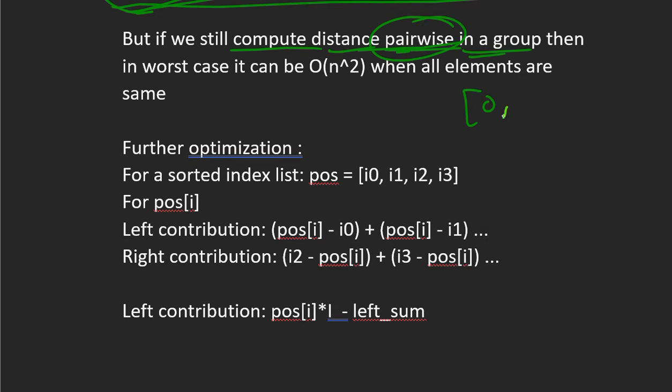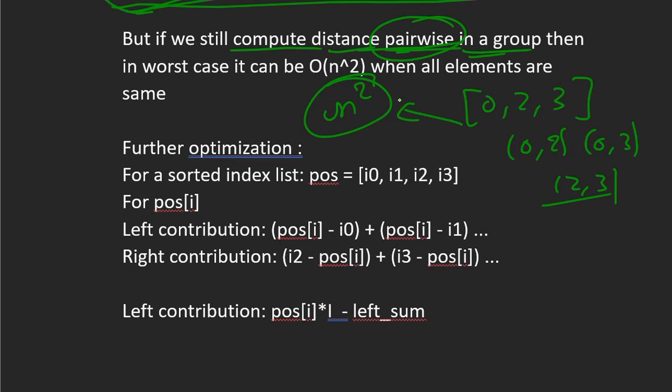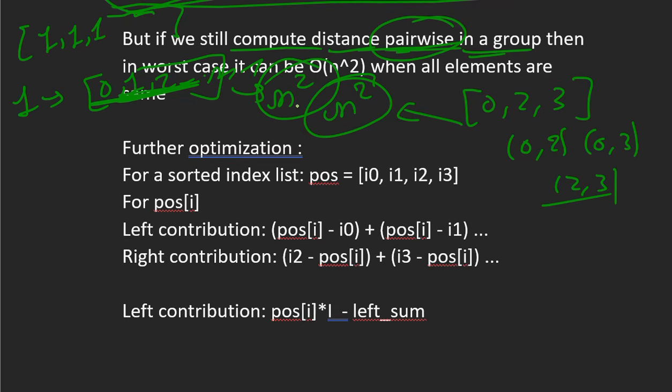Suppose now we have group 0, 2 and 3. Again if we form pairs 0 2, 0 3 and 2 3, in the worst case this can still be big O of n square. Suppose our array has all the elements the same. If we form the group, then all the indexes will be present in that group, from 0, 1, 2 up to n minus 1. If we form pairs, it will give us big O of n square. So we need to further optimize the solution.